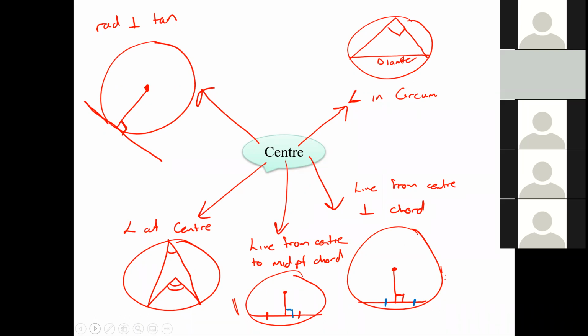Hello, are you guys still with me? Yes, sir. I'm just showing the reason. So you see how important this keyword is: center.